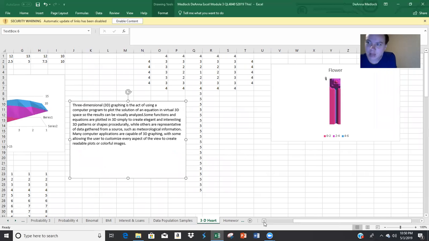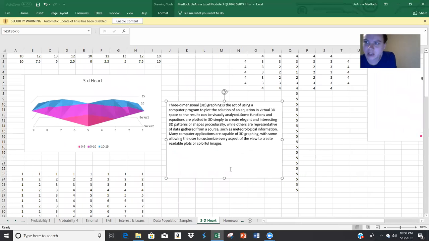So lastly, we got to have fun. Thank y'all for still being with me. My favorite thing that I did was some 3D graphing, and three-dimensional graphing is the act of using a computer program. We plotted solutions of an equation in virtual 3D space so the results can be visually analyzed.